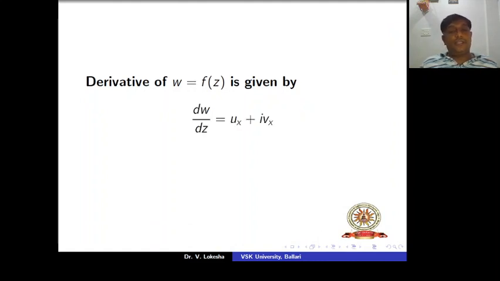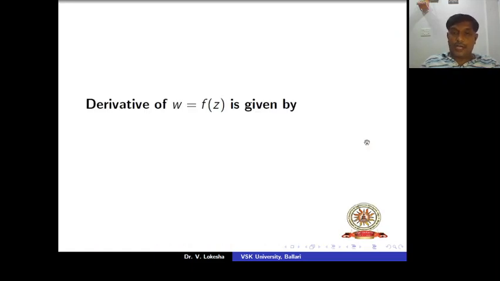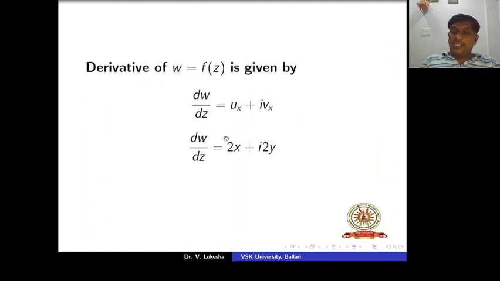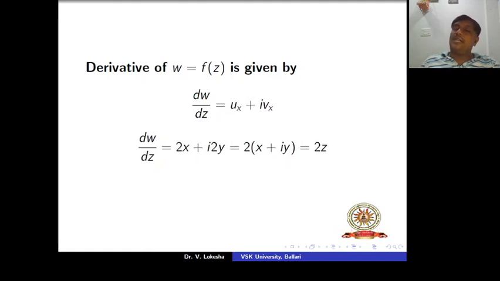Derivative of f of z means you know that dw by dz is equal to ux plus i times vx. You already know here ux is equal to 2x and vx is equal to 2y. Substitute here, that is dw by dz is equal to 2x plus i times 2y. Then take 2 as a common factor. You know that x plus iy is z. That is the representation. Means the derivative of z square is 2z. It is a simple example of the derivative of a polynomial function.